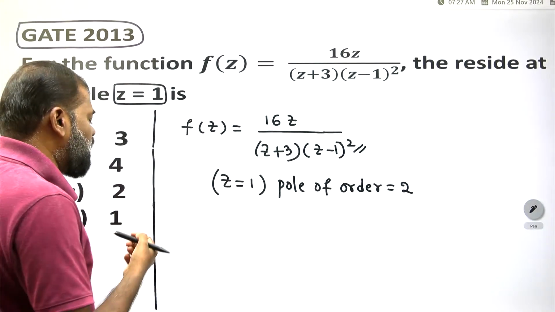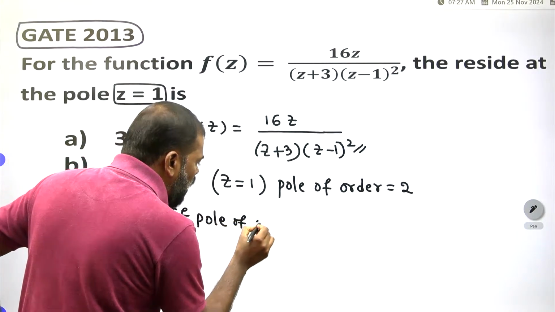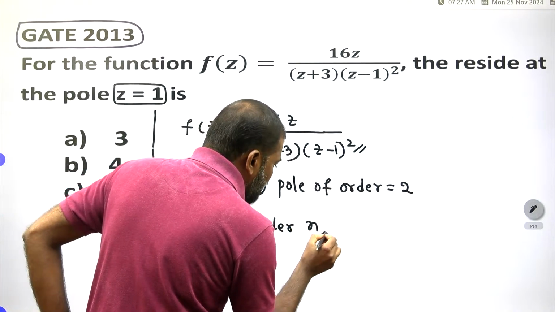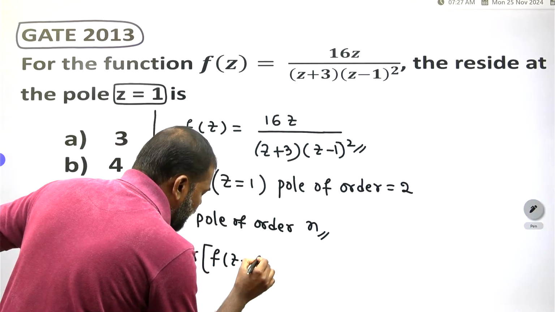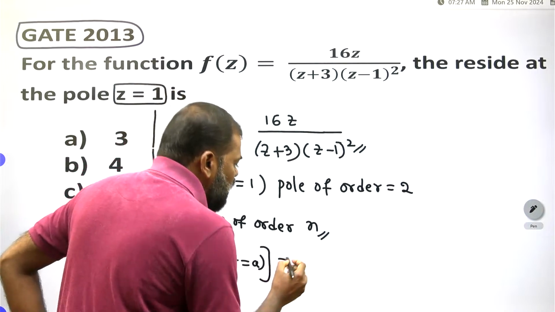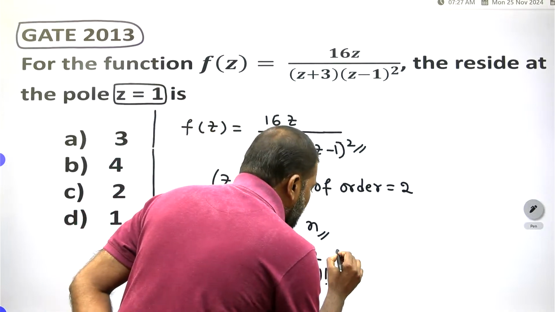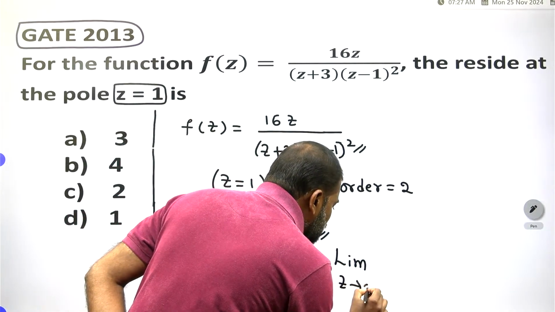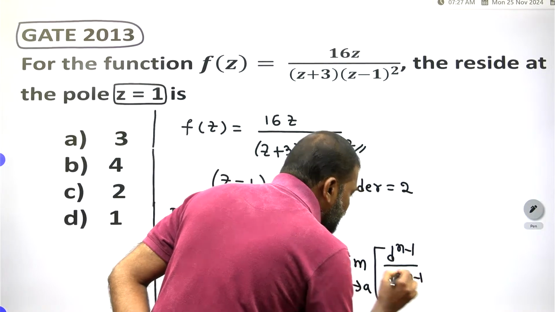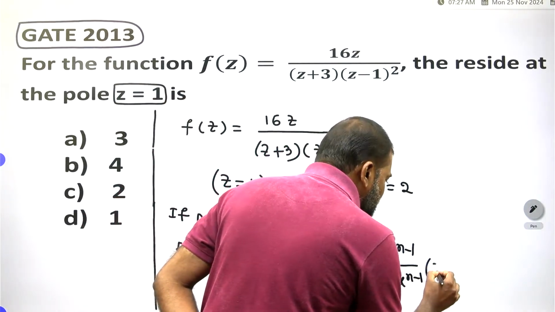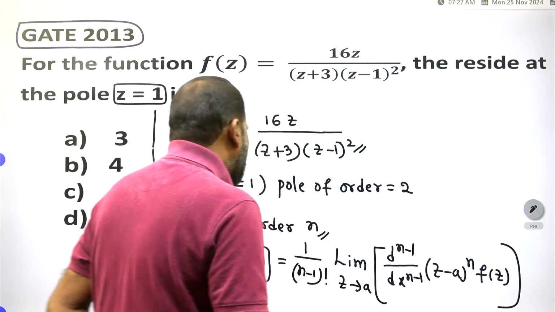But we know the principle. What is the principle? If it is a pole of order n, then the residue of f of z at z is equal to a is equal to 1 by (n minus 1) factorial into limit z tends to a, d to the power of n minus 1 divided by dz to the power of n minus 1, of (z minus a) whole to the power of n into f of z. This is the principle for a pole of order n.